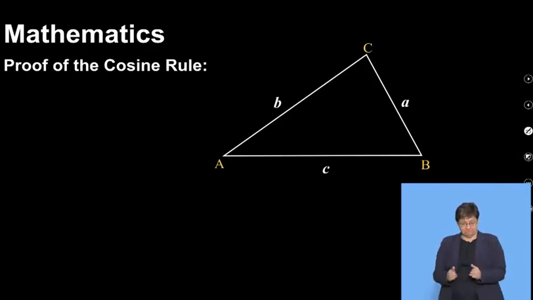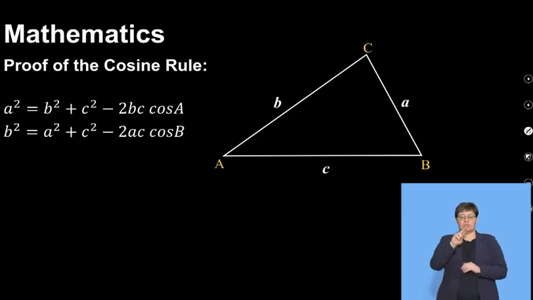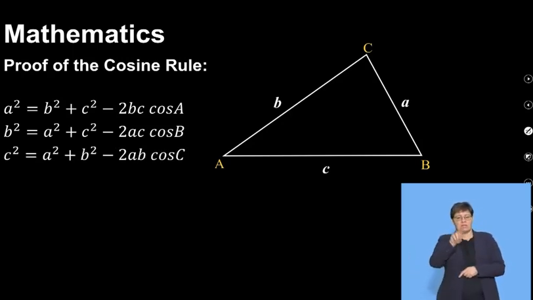Okay, so what is the cosine rule? Remember, a squared equals b squared plus c squared minus 2bc cos A. B squared equals a squared plus c squared minus 2ac cos B. And the last one, c squared equals a squared plus b squared minus 2ab cos C.